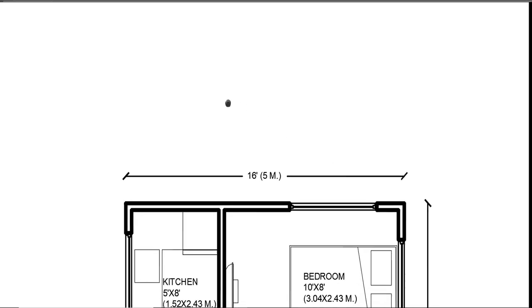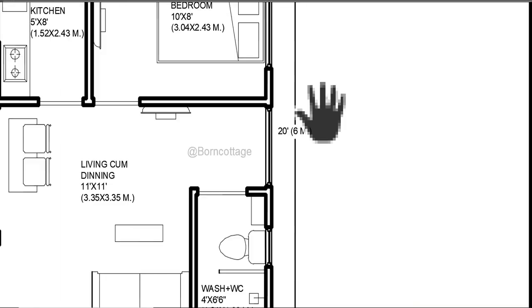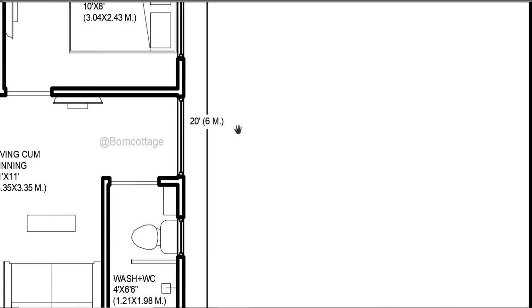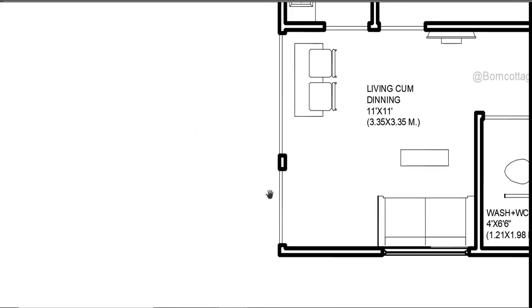So this is the floor plan of the house. The total area I have taken is width 16 feet, in meter 5 meter, and the length is 20 feet, in meter 6 meter. So in the front we have a sliding door here. After that we will go inside.